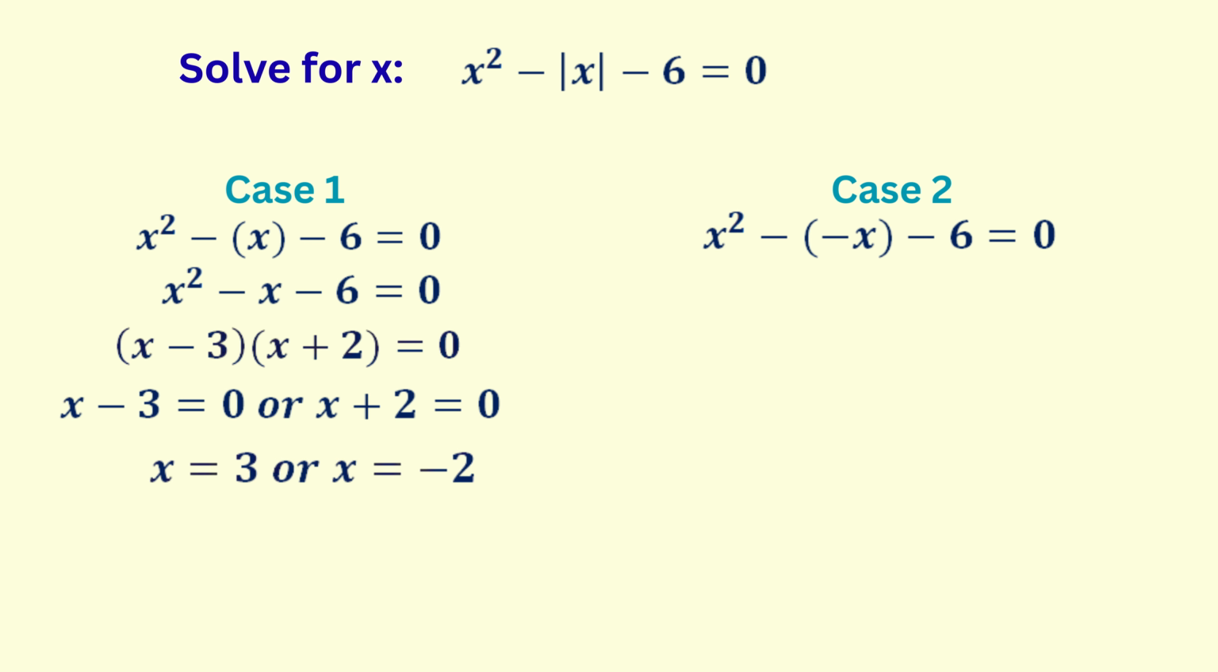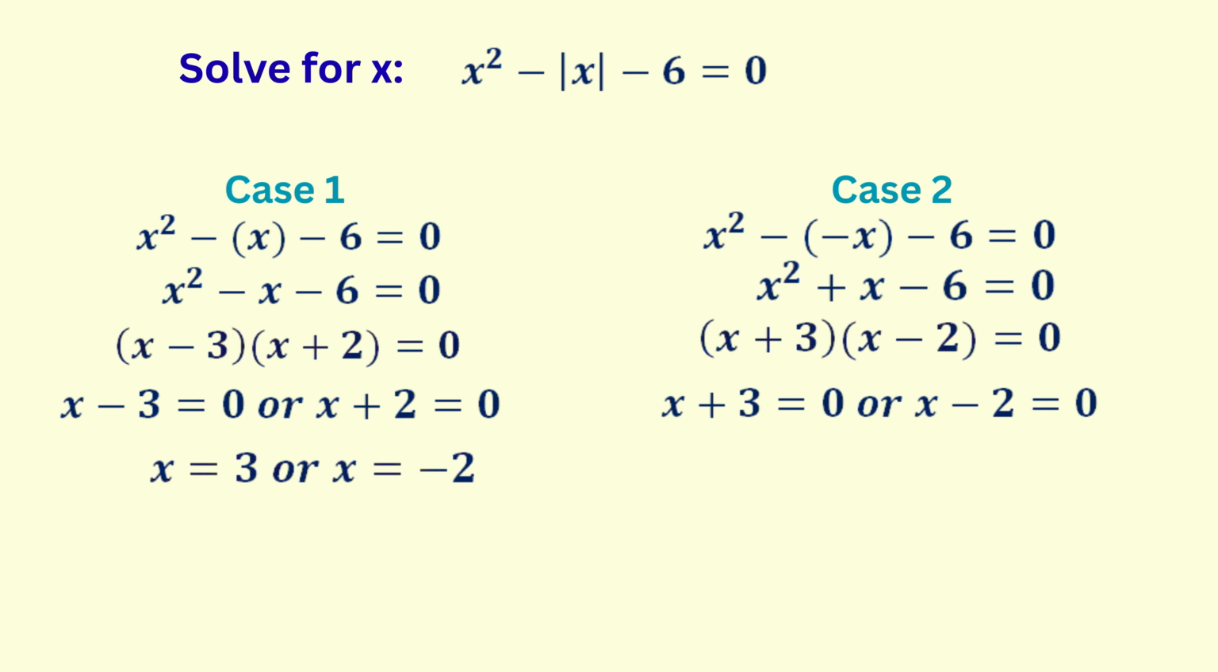In the second equation, expanding the brackets will give us x squared plus x minus 6 equals 0, due to the double negative here. Again, this can be easily factored as x plus 3 into x minus 2 equals 0. Now equate each factor to 0 and solve to get x equals -3 and x equals 2.